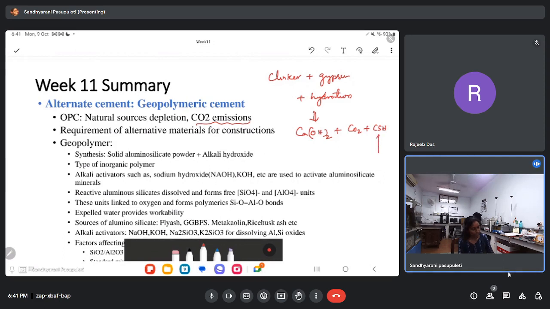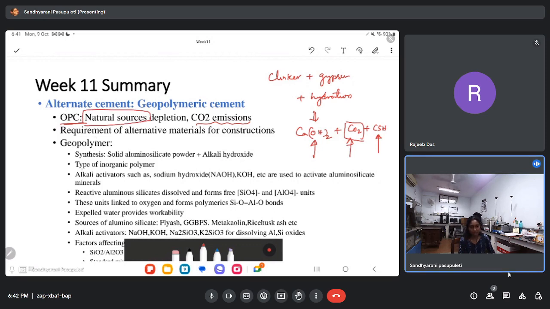We know this is the advantageous product. We wanted to avoid this to prevent the sulfate attack, and we do not want the CO2 to be released into the environment because we know the global warming issue. Thereby, a few of the disadvantages of OPC are that we are using a lot of natural resources.